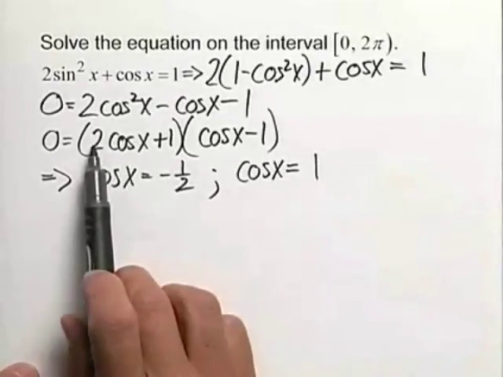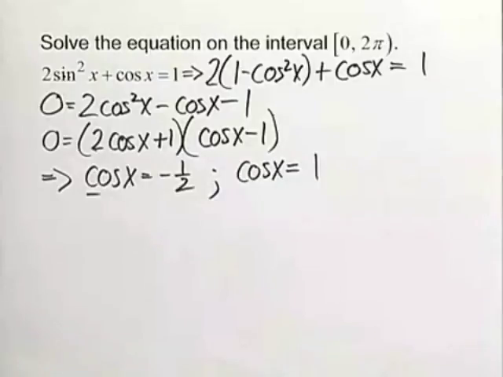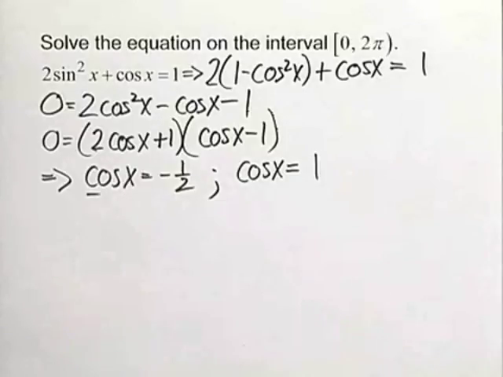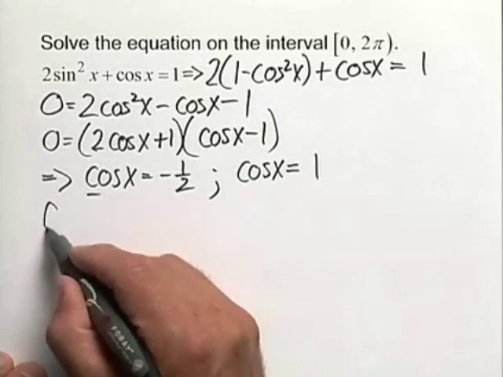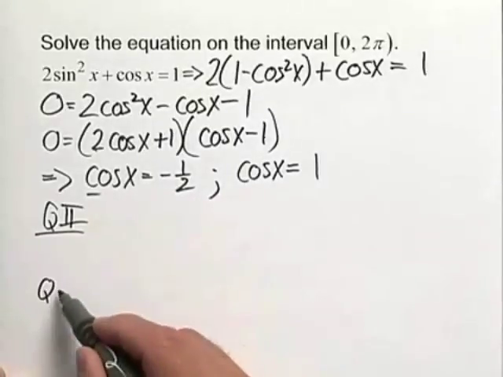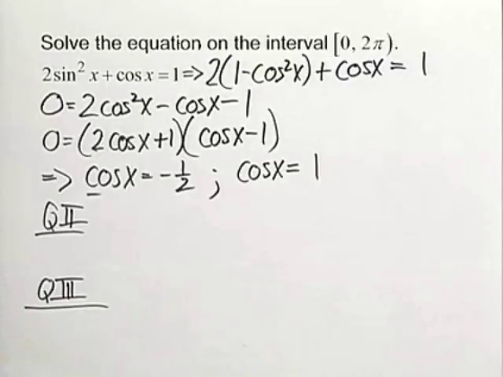And again, we just took 2 cosine x plus 1, set it equal to 0, solved for the cosine, did a similar thing with the cosine of x minus 1. Now we have to focus our attention on these 2 mini trig equations. Cosine of x is equal to a negative 1/2. Note that our cosine is negative. And we know that this happens in quadrant 2, and this also happens in quadrant 3. So we have to discuss those 2 individual cases.